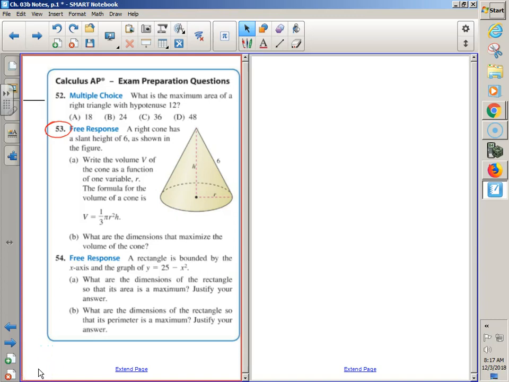Formula for volume, except they gave it to you. Lazy bums. Just kidding, not lazy.